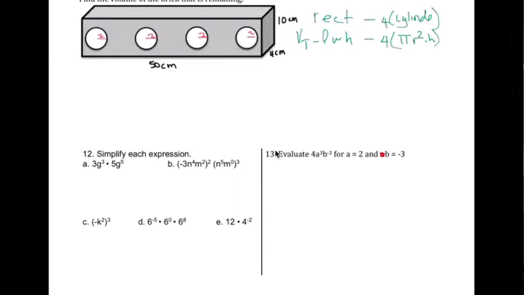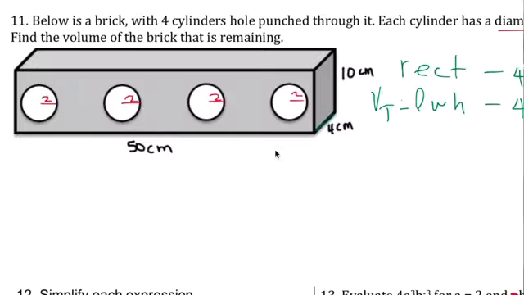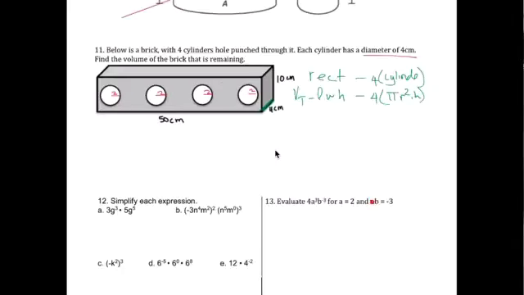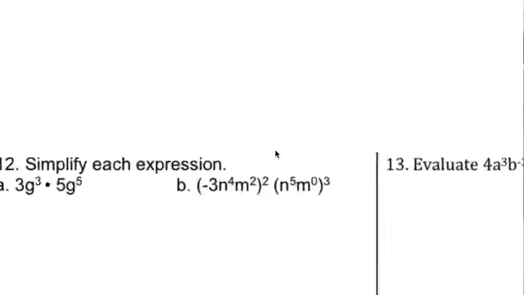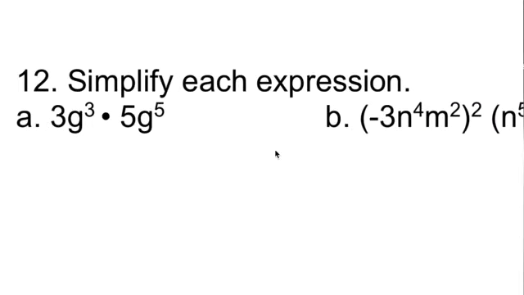Okay, number 12, finish solving it. The height here, be careful though, is the 4 and not the 10 for the cylinder. When you're multiplying, you're adding the exponents. We get 15 here. G to the 3rd plus 5, you get 15g to the 8th.